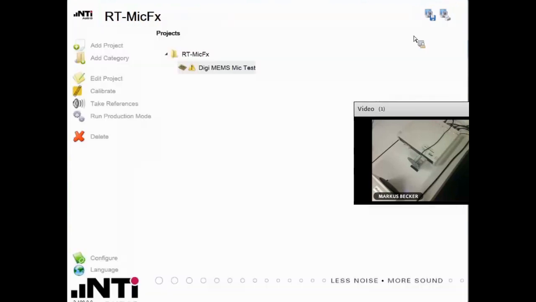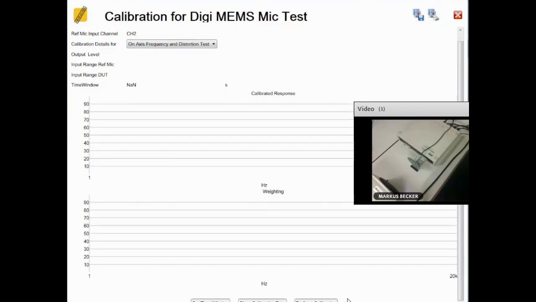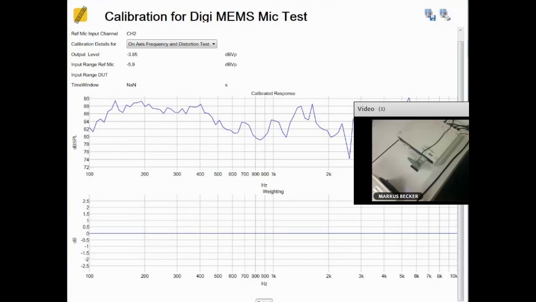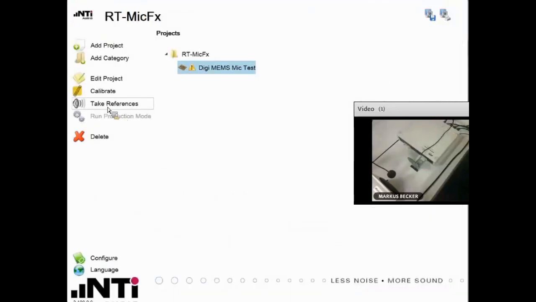So the next step is to calibrate the system. For that purpose, I have to make sure that I have connected the reference microphone to, in that case, input channel 2, and I start the calibration procedure. I hope you could hear the test signal that was used. That is the glide sweep. I close that. And now the next step is to take the references.